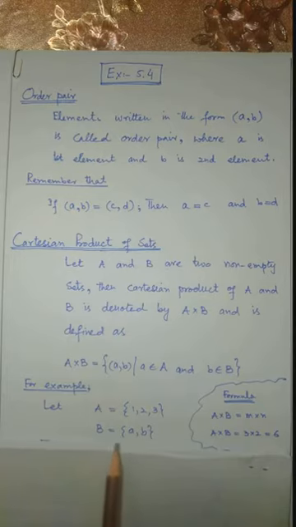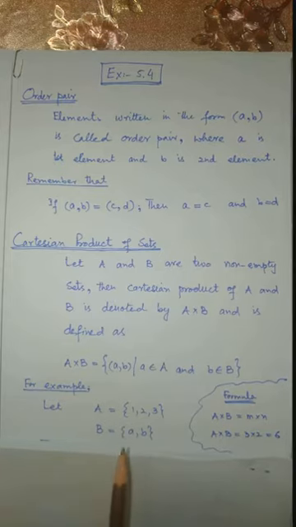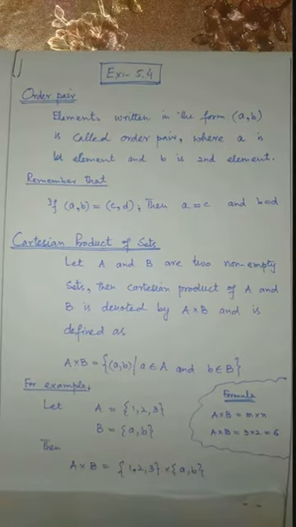So let us suppose set A has 3 elements and set B has 2 elements. To find A cross B, the formula is m into n, in which m represents the number of elements of set A and n represents the number of elements of set B. So 3 twos are 6. So when we find the Cartesian product A cross B, we have 6 ordered pairs like this.